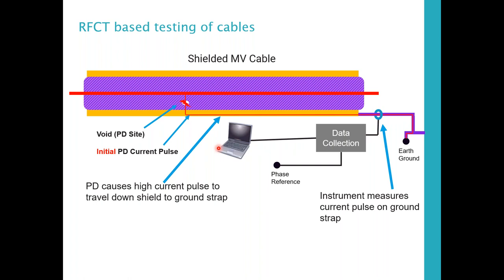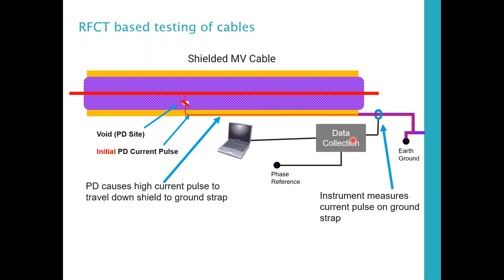So our offline tests, we're putting our voltage source on the cable. The cable's isolated. We energize it. We've got a measurement circuit on the end of the shield that allows us to measure that. For online cable testing, we've got these RFCTs that go around the shield. We're using the system voltage, the energized cable, and looking for PD to occur and come back down. And it's a current transformer with special filters in it that allow us to look for those high-frequency current pulses.